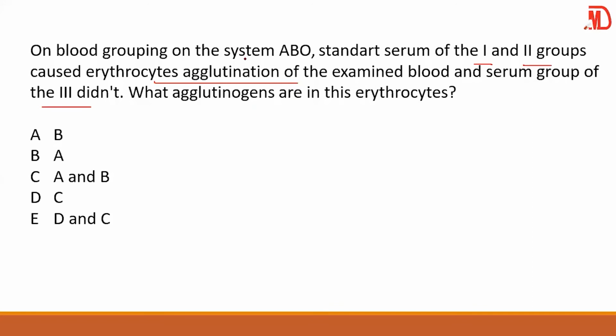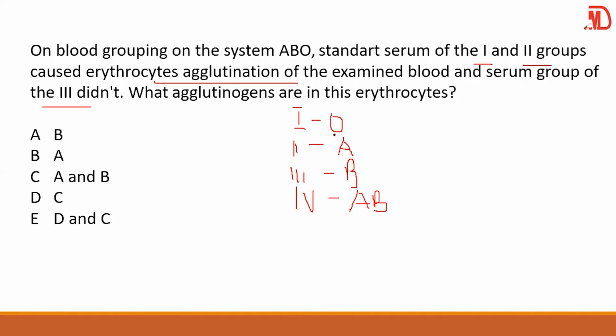So what do we have here? Group I is blood group O. Group II is blood group A. Group III is blood group B. Group IV is blood group AB.